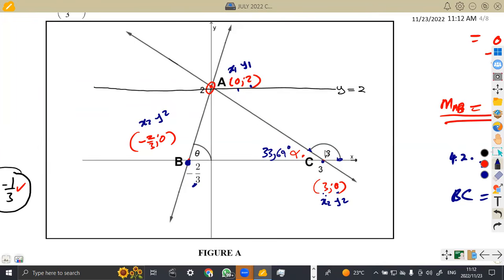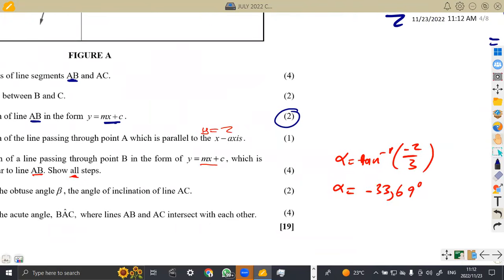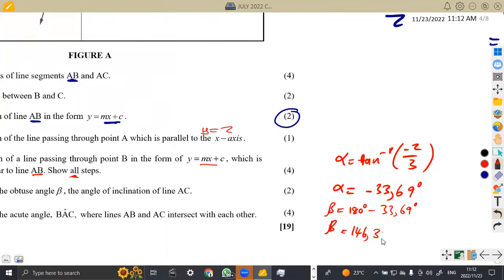So to find this angle beta here, we subtract from 180, since angles on a straight line add up to 180. Therefore, beta is 180 minus 33.69 degrees. From our calculator, 180 degrees minus 33.69 is 146.31 degrees. Okay, so that's our beta.